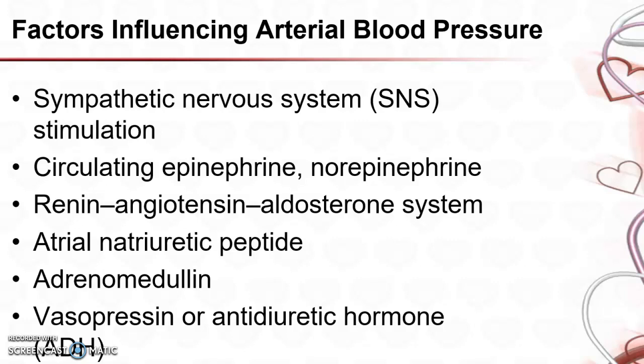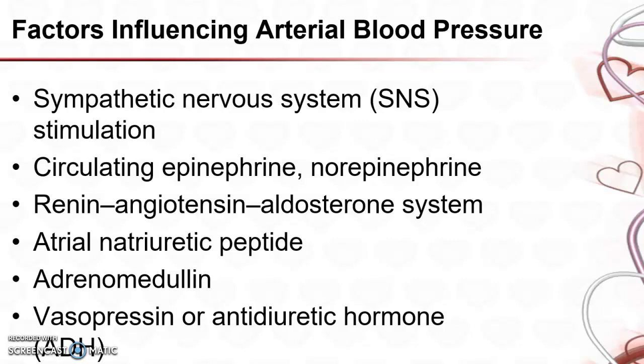Then we have the renin-angiotensin-aldosterone system, otherwise known as the RAS system. This system helps to regulate our blood pressure with respect to kidney function. Okay, so this is an important regulator of blood pressure. Again, the RAS system is a hormone system. It regulates blood pressure as well as our fluid and electrolyte balance and systemic vascular resistance.